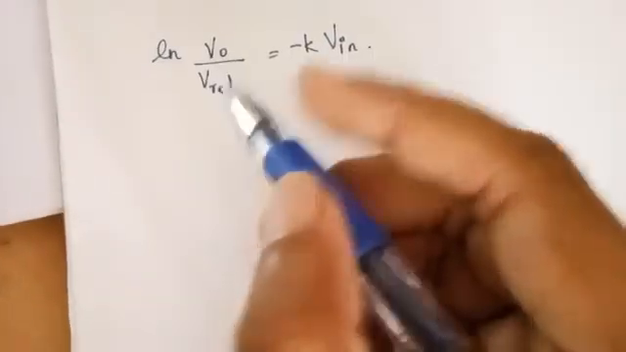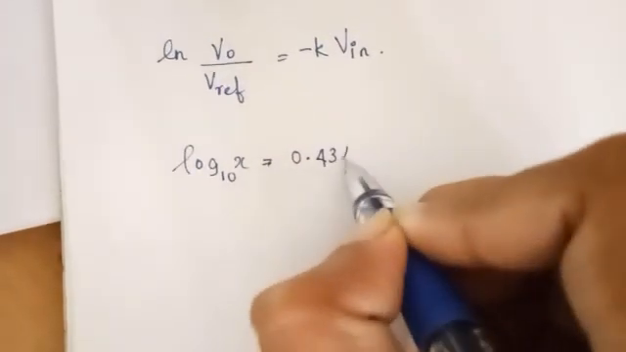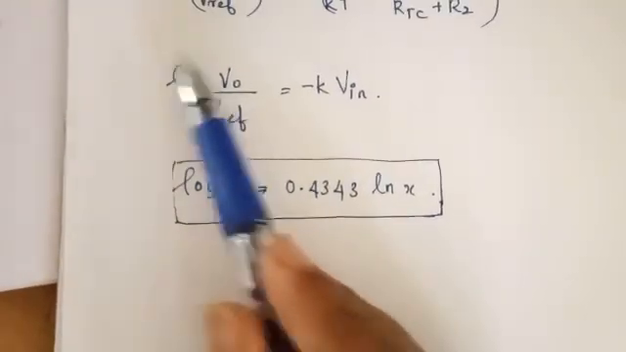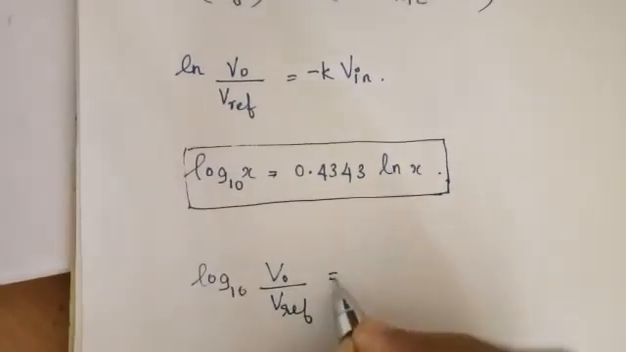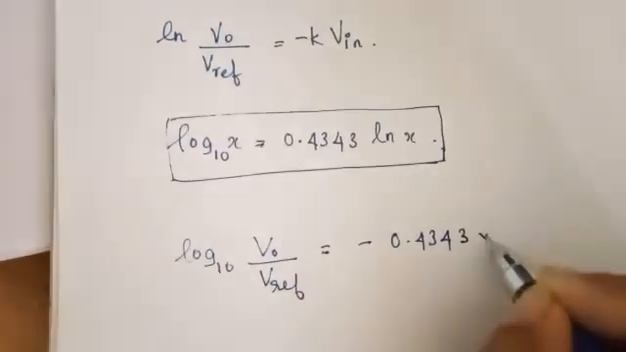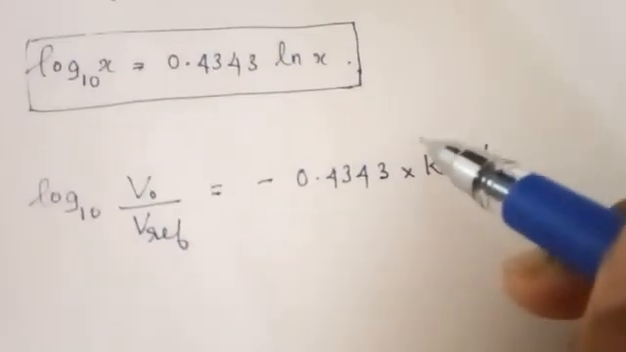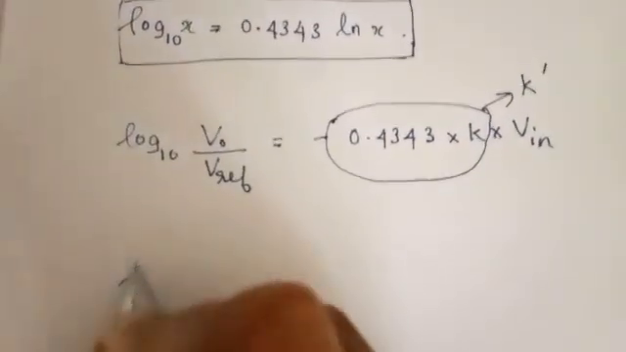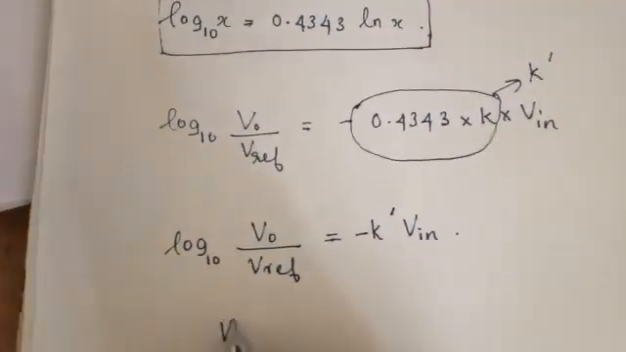Now to convert ln into log, there is a way. Log to the base 10 of x is equal to 0.4343 ln x. This is useful for GATE exams also. You have to remember this. This is important. Now if we want to convert this to log, we write log to the base 10 of V0 by V reference is equal to minus 0.4343 into K into Vin. And this is also a constant, so put it as K dash. So log to the base 10 of V0 by V reference is equal to minus K dash into Vin.